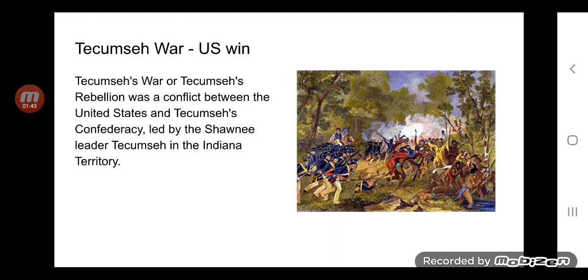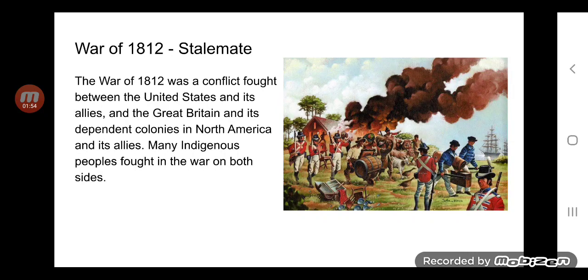Tecumseh's War, U.S. win. Tecumseh's War, or Tecumseh's Rebellion, was a conflict between the U.S. and Tecumseh's Confederacy, led by Shawnee leader Tecumseh, in the Indiana Territory.